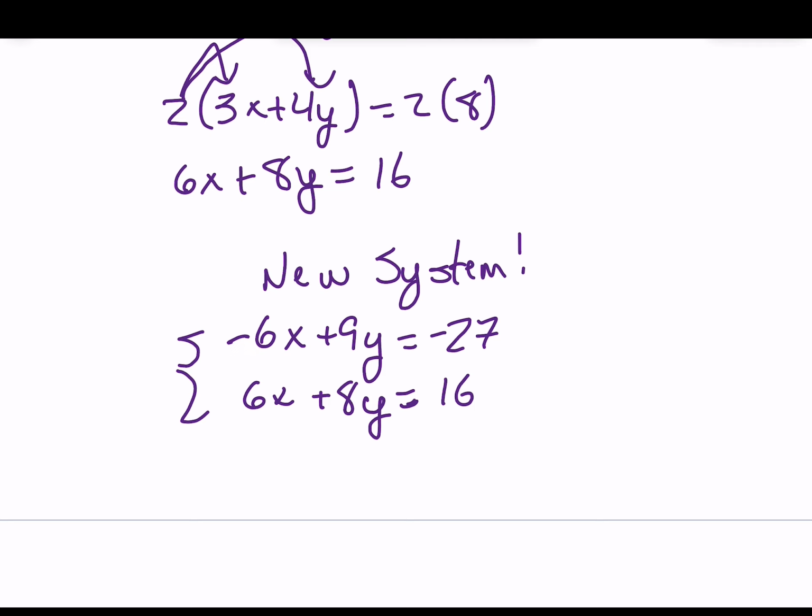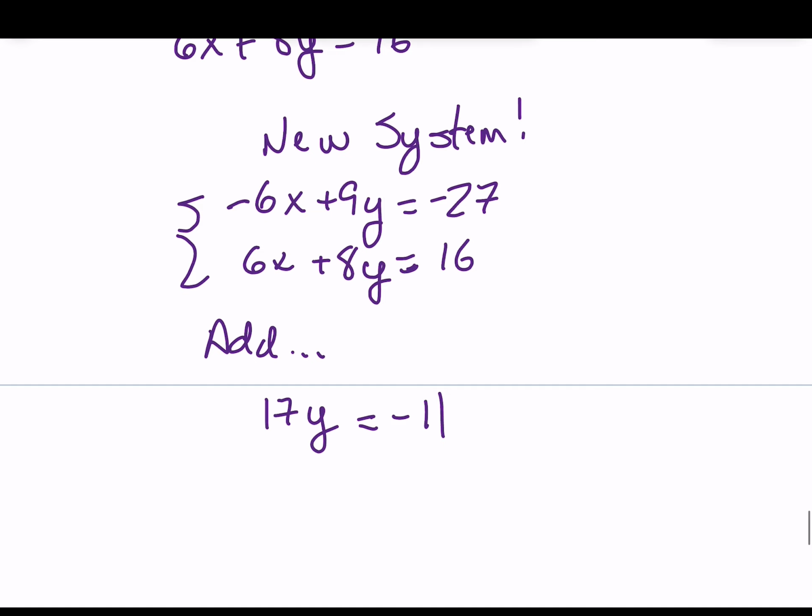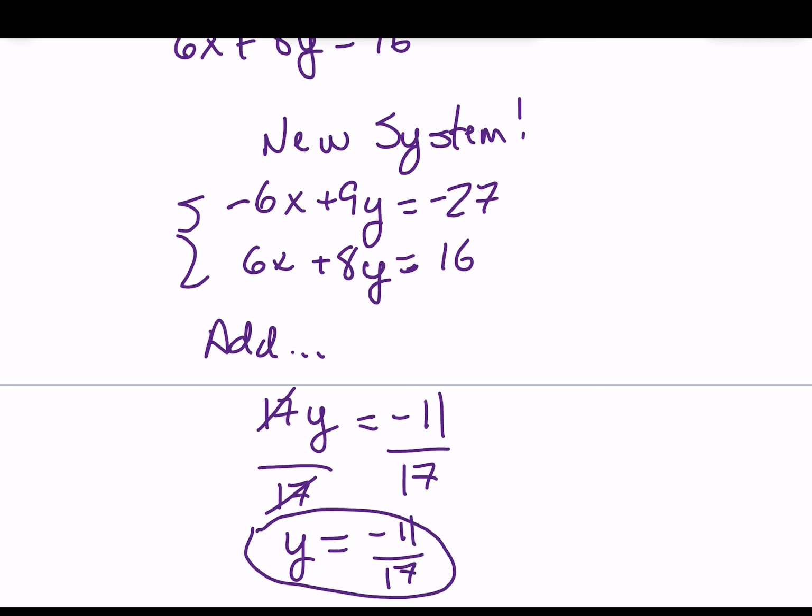Now notice that our x's will cancel out when we add those equations together. So we add: negative 6x plus 6x is 0x, 9y plus 8y is 17y, and negative 27 plus 16 gives us a negative 11. Okay, we can divide both sides by 17. The 17's cancel, and we get y is equal to negative 11 over 17, which is kind of an ugly number.